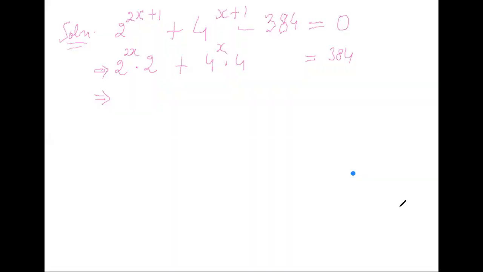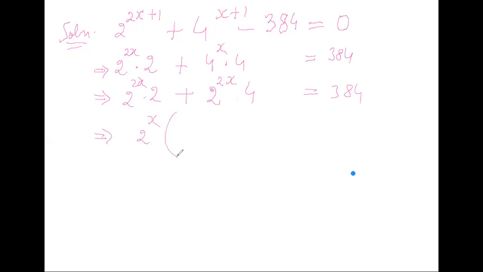So we wanted to take 2 raised to power x common. We wanted to take this, but there is no 2 raised to power x. This is 4 raised to power x. So we will make it as 4. We will write 4 as 2 square. So 4 raised to power x will become 2 raised to power 2x. Hence it is like this into 4. This was as it is 2 raised to power 2x into 2. This is equal to 384.